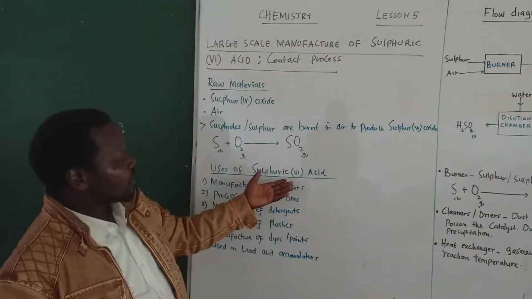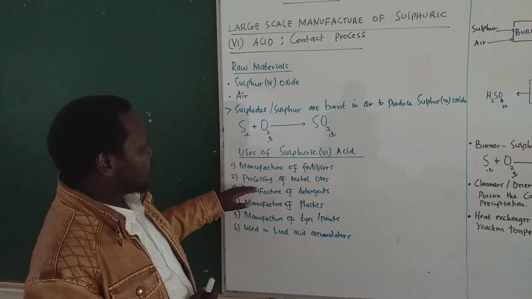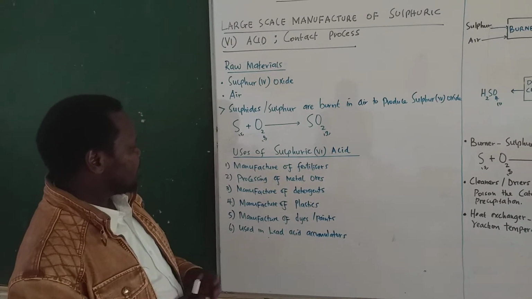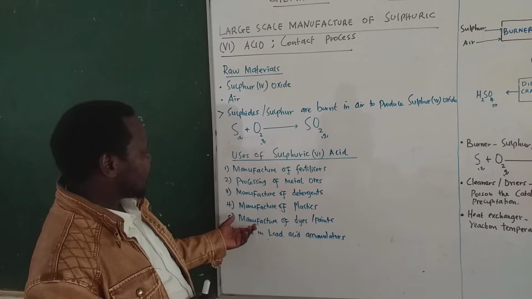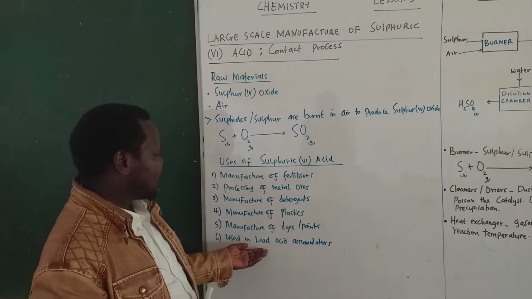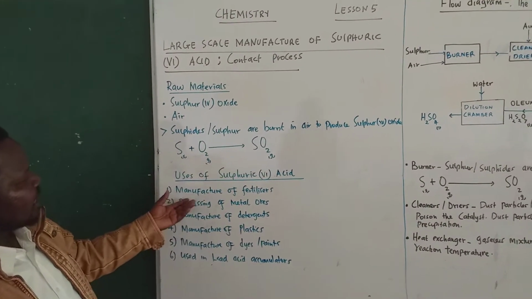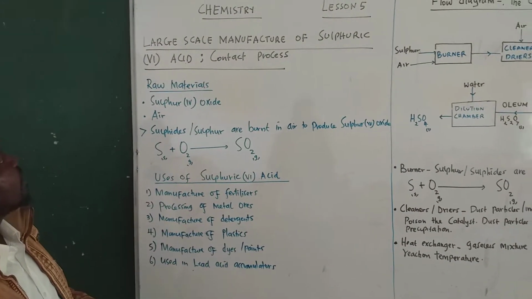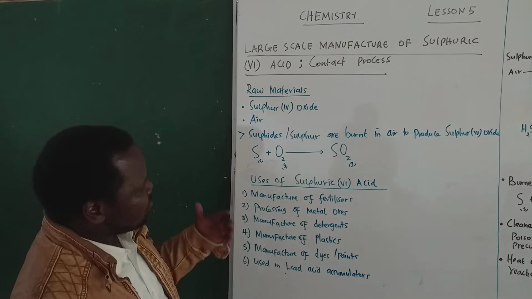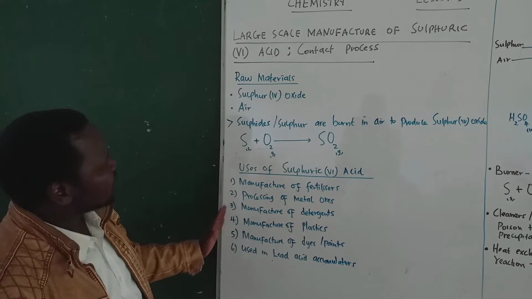Some of the uses of sulfuric acid, one of them being the manufacture of fertilizers, the processing of metal ores, manufacture of detergents, manufacture of plastics, manufacture of dyes, and also paints. It's also used in lead acid accumulators. With all these uses, this is a clear indication that sulfuric acid is a major requirement in industry.